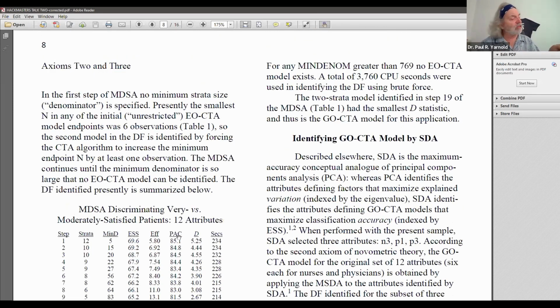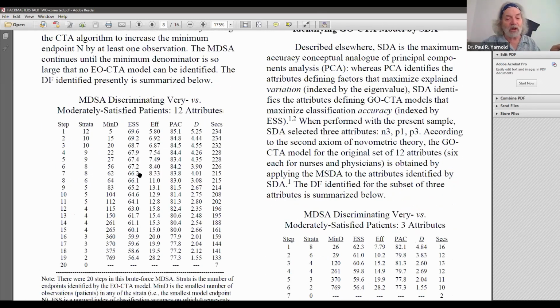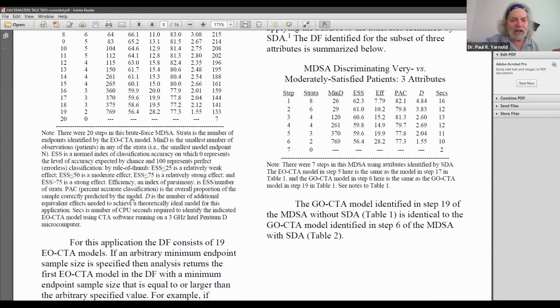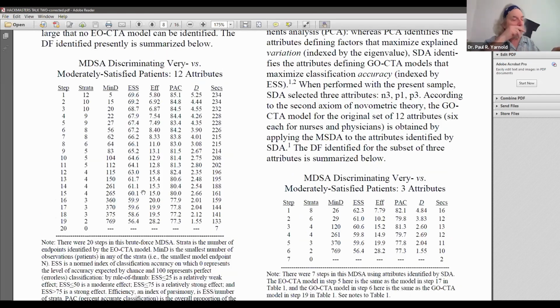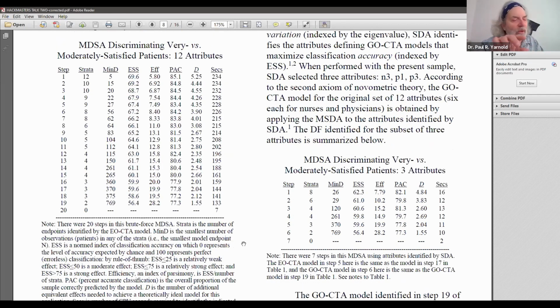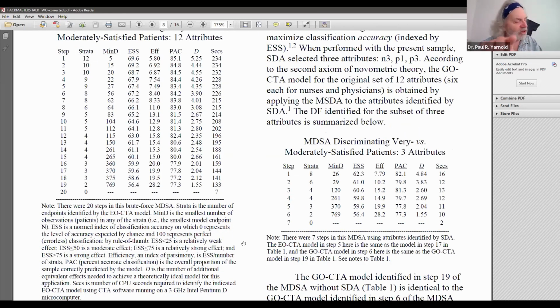Axioms 2 and 3. Go down to the graph. Yes, right here. This is a little bit lower. I'll be a little bit higher. I need to see all the steps. Yes, that is MDSA. Now down, no. Down, just the numbers. I need to see the numbers. Yes, perfect. So I want to see, yes, the MDSA.